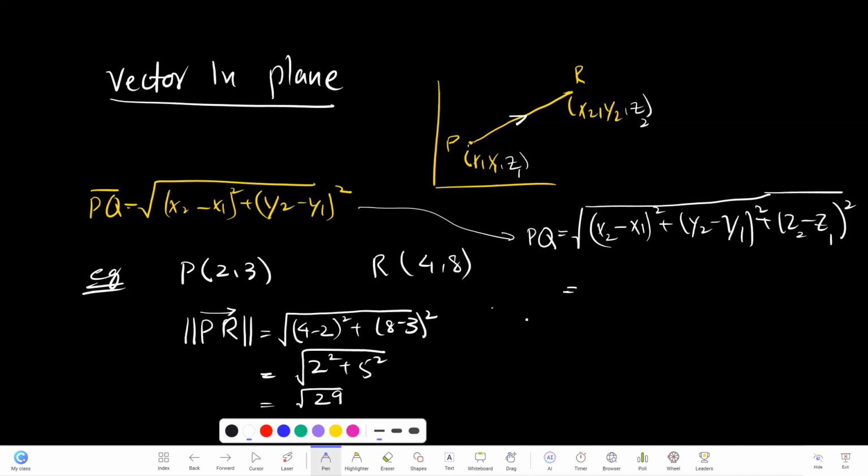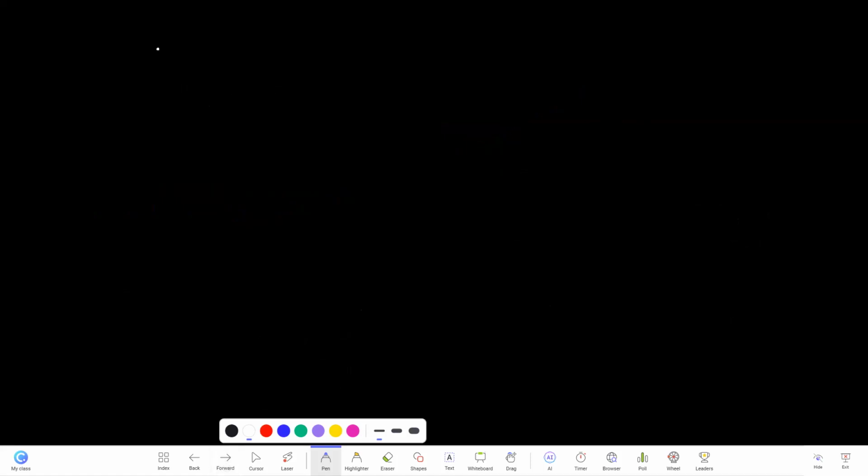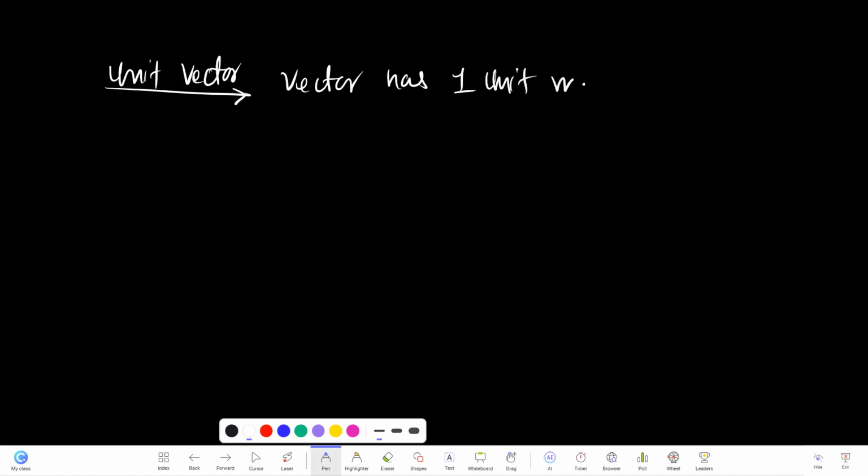Then we learn vector in a unit vector form. But before we do this, we talk about what a unit vector is, right? So the unit vector is a vector that has one unit magnitude.